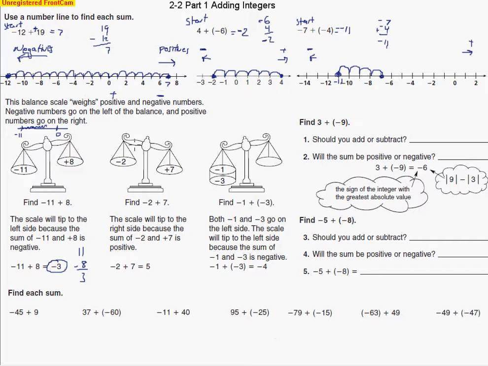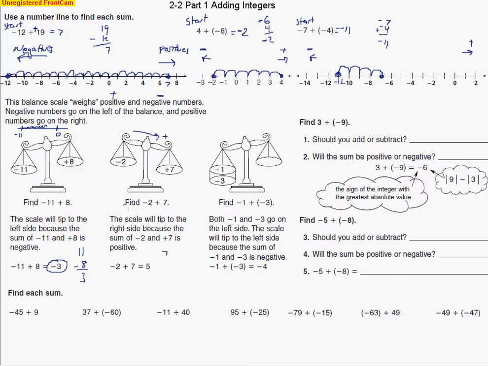Well, if we look at this one, here we have -2 plus 7. So we have 2 negatives and 7 positives. Well, these 2 negatives don't overcome these 7 positives. That's why the scale is tipped. It's tipped towards the positive numbers. And so when we come up with our answer, we end up having to subtract those two numbers.